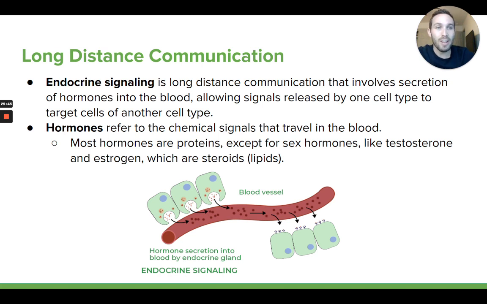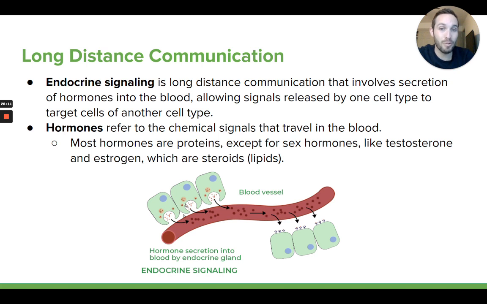And we call that endocrine signaling. Endocrine signaling is long distance communication that involves signaling molecules being secreted into your blood, that they then can, in your blood, travel to other types of body tissues and affect different types of cells in your body. So basically, anytime you have a situation where signaling molecules are being released into the blood, that's going to be endocrine signaling. That's going to be long distance.